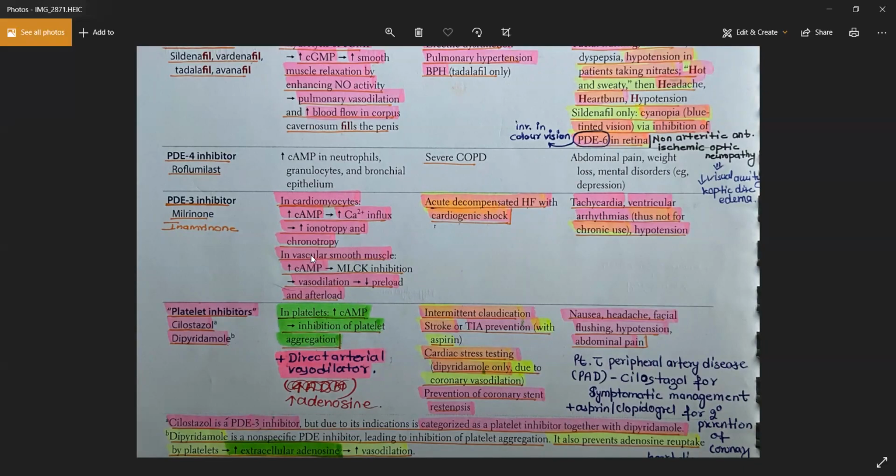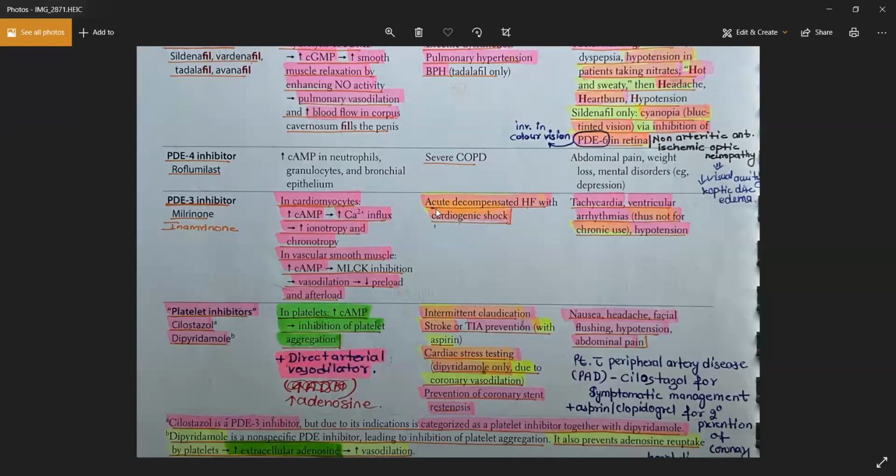In the smooth muscles, cyclic AMP inhibits myosin light chain kinase so that relaxation of the smooth muscles can occur. It leads to vasodilation and venodilation. Because of the venodilation, the preload is decreased. Because of the arteriodilation, the afterload is decreased. The heart rate is increased, the cardiac output is also increased to some extent, and the contractility is increased. So you use these agents for acute decompensated heart failure.